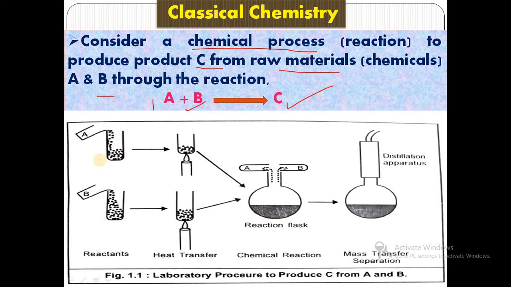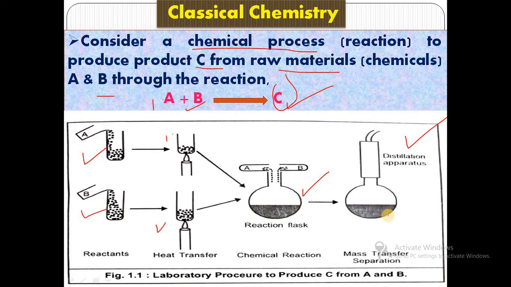So in this case, component A is taken into test tube A1, then in another test tube component B is taken. Then these two test tubes are heated by using a Bunsen burner in our laboratory to increase the rate of the reaction, and after that the two reactants are mixed into the reaction flask and we get the product C, and this product C is further isolated by using a distillation apparatus.